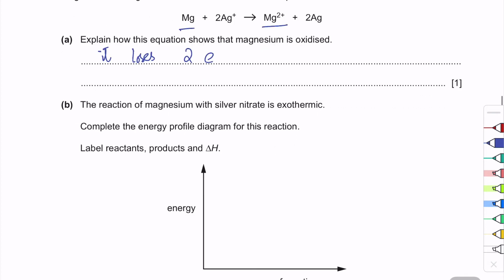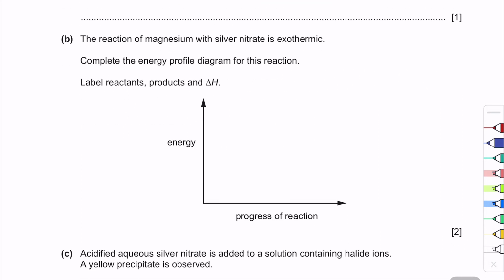The reaction of magnesium and silver nitrate is exothermic. Complete the energy profile diagram. So we start at some value, we go up for the activation energy, down, and then we end at some value. This is exothermic because overall we are losing energy. They are asking us for the energy profile diagram, so let me just label them. This is reactant, this is product.